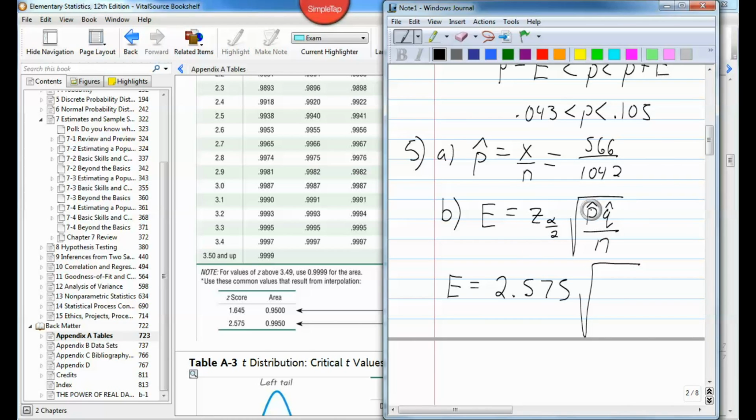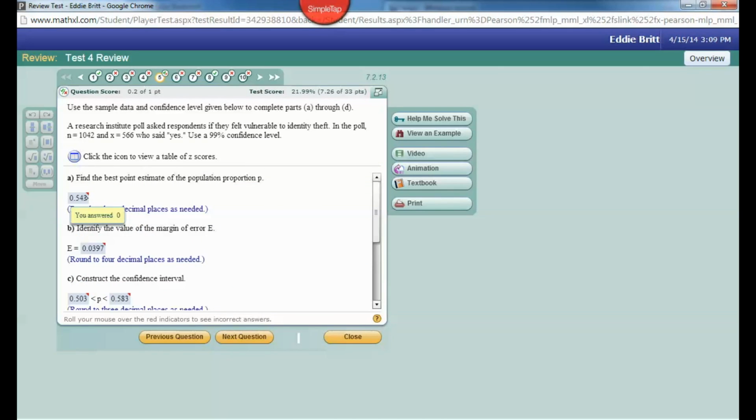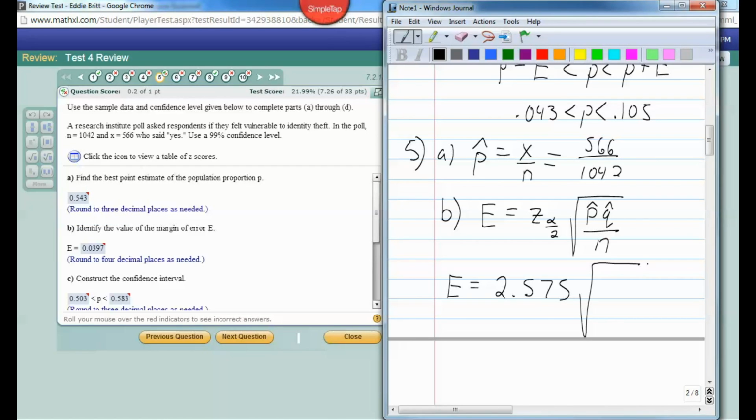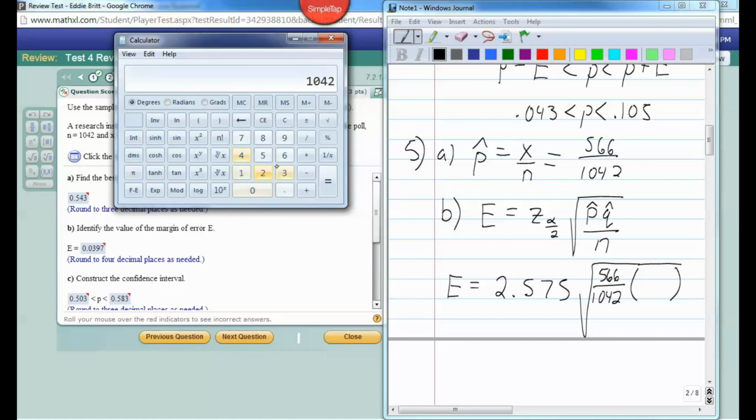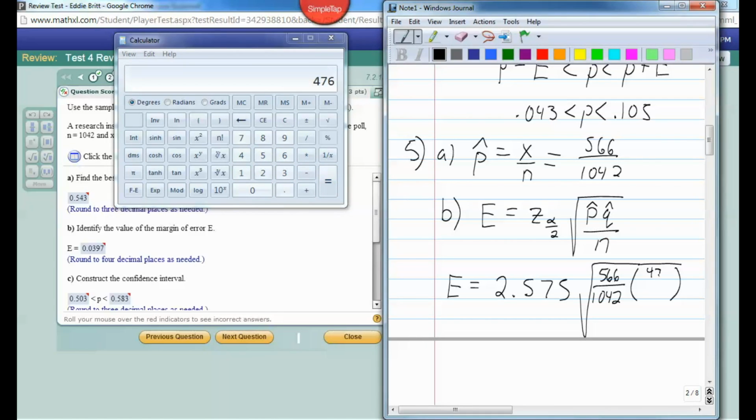Times p hat. I know when we wrote p hat on the previous step we rounded it, but I would suggest keeping it as exact as possible. So I'm going to put it as this fraction right here, 566 over 1,042. That's what p hat was before I rounded. It's not good to plug rounded values into formulas, which I'm sure you already figured out. So that's p hat. q hat is 1 minus p hat. So 1,042 minus 566 gives me the numerator: 476 over 1,042. That's q hat. Divided by the total, which was 1,042.